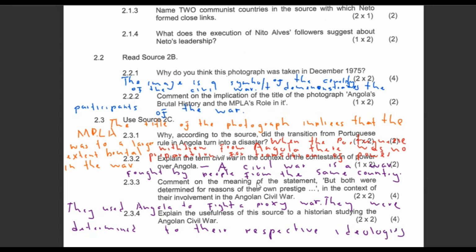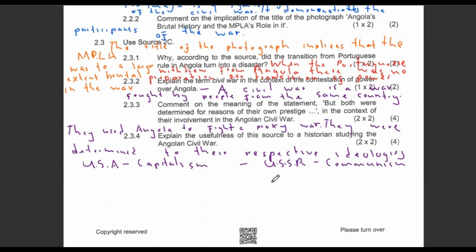So their respective ideologies: on one side, USA, we are referring to capitalism. They wanted to spread capitalism. Then on the other side, the USSR wanted to spread communism. So that's why they became involved in this war. So the first point, they used Angola to fight a proxy war. Then secondly, they were determined to spread their ideologies, which are capitalism and communism.